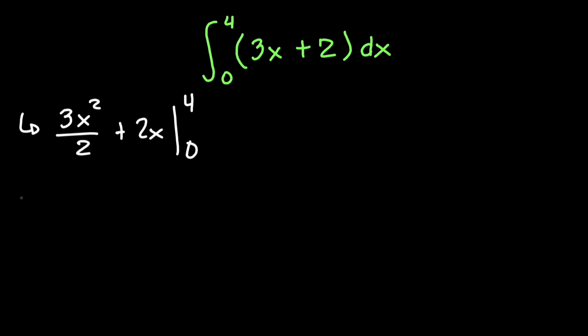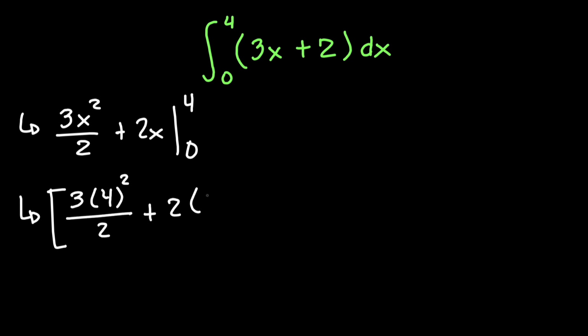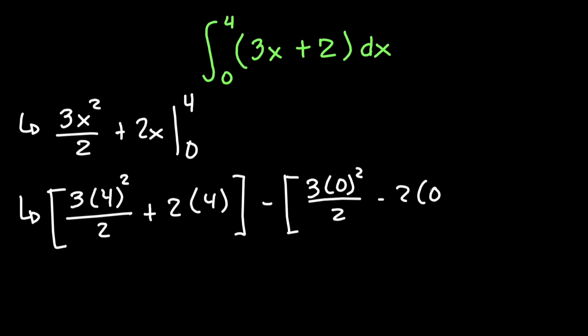So put 4 first into the x value. So this would be 3 multiplied by 4 to the power of 2 over 2 plus 2 multiplied by 4. And subtract it by putting the lower value on the x. So this would be 3 multiplied by 0 squared over 2 plus 2 multiplied by 0. You can actually see here that this value would all be equal to 0.